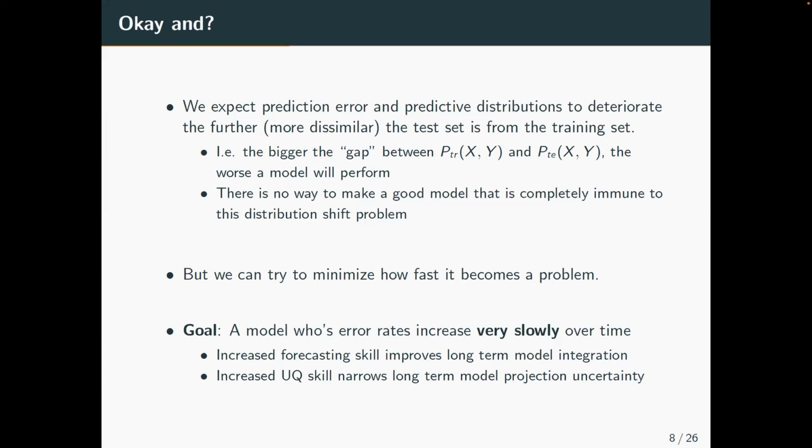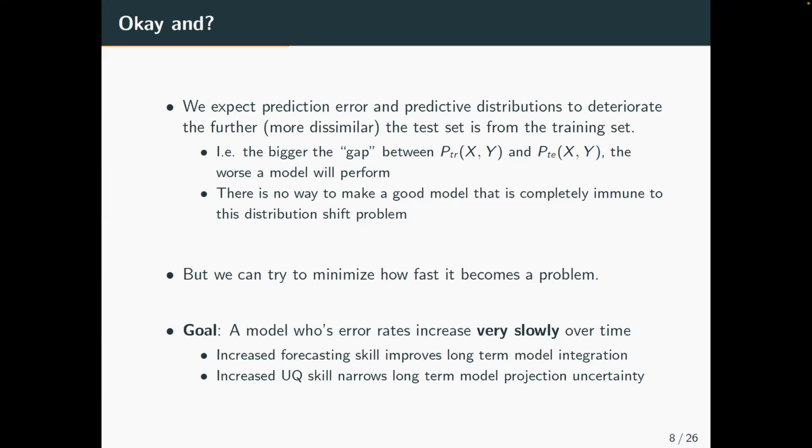Okay, so what's the deal? Basically, you are always going to expect your prediction error and your predictive distributions to deteriorate the further the test set is from the training set. And that could be over time, as was done for temperature, or it could just be in general. We know that if we apply it on data that the model hasn't seen, neural networks and other type models are often not going to be very robust to that. So it's not a problem that you can ever really get rid of. There's really no way to make your model completely immune to this distribution shift problem. You can always shift this so that your test distribution is so out there that no model would be able to generalize to that. So we're not really worried about that.